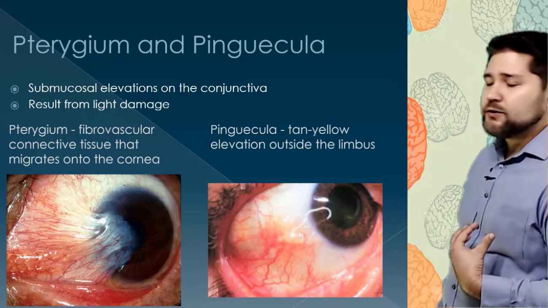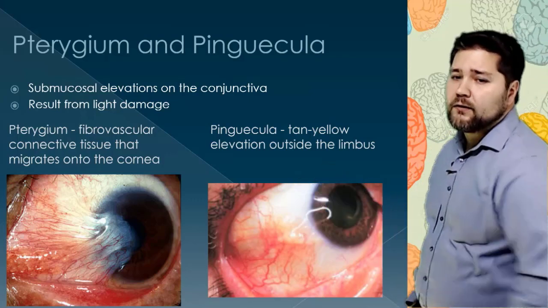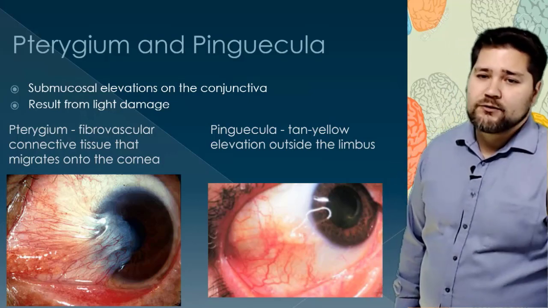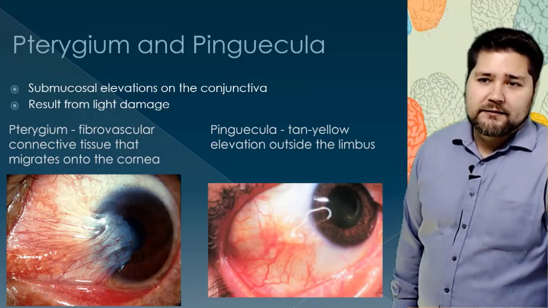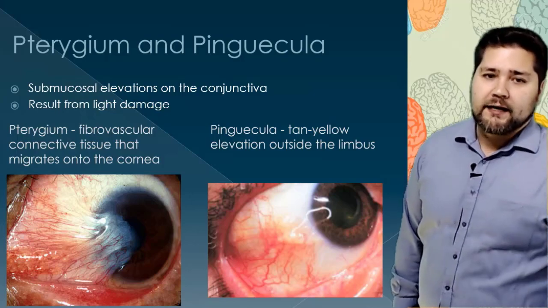If that mucosal tissue growth happens to go over the cornea, as we see here in the far left, then we're dealing with a pterygium. And these are really easy to excise. Basically just remove them, pluck them off, and then send them to pathology to submit entirely.